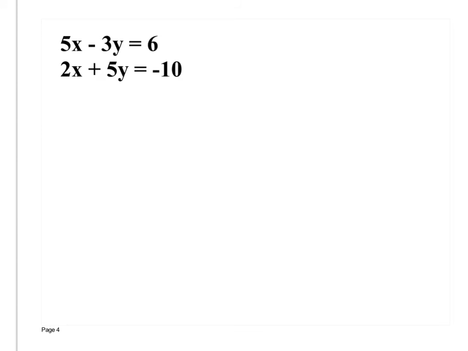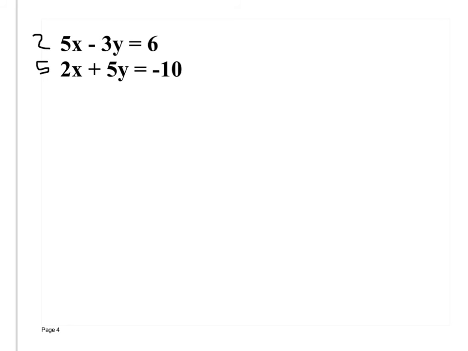So I've got to decide if I want to get rid of x or y. I want to get rid of x. So what I'm going to do is I'm going to times the top by 2 and the bottom by 5 to make them both have 10x. Okay? Do I have to do that? No. If I want to get rid of y, I would times the top one by 5 and the bottom one by 3. Doesn't matter what I choose to do.